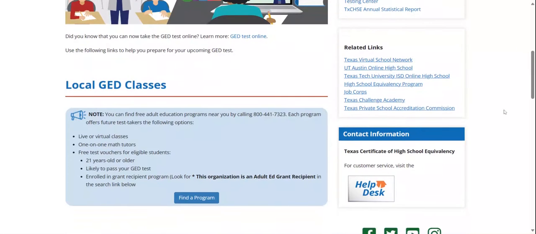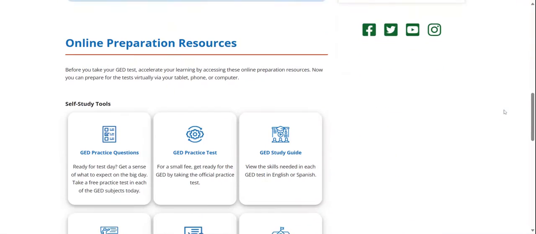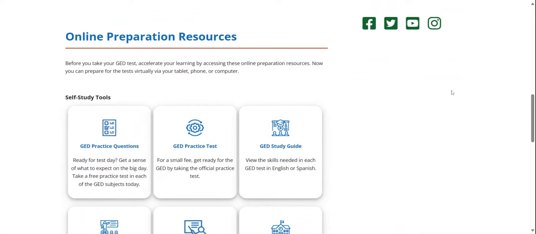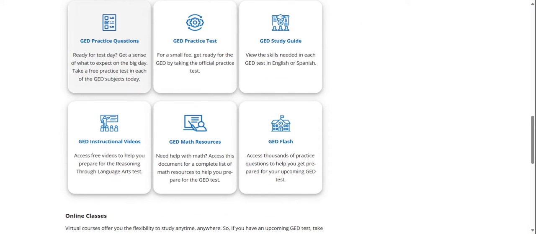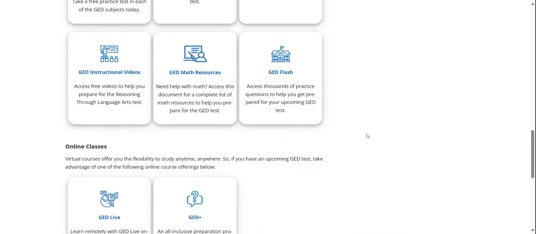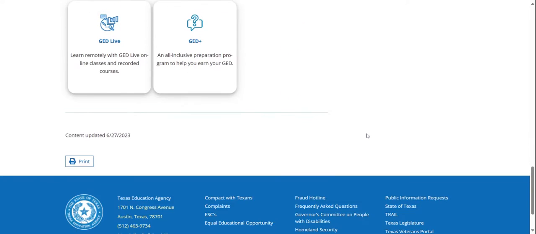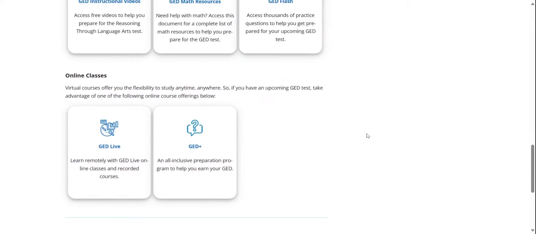So this is connected to, again, what is called the General Educational Development, also called the General Education Diploma, and it provides GED practice questions. In this case, it advertises that for a small fee you can take the GED practice test. There's a study guide, instructional videos, math resources, and GED practice test questions. So I do want to just show you the website here.